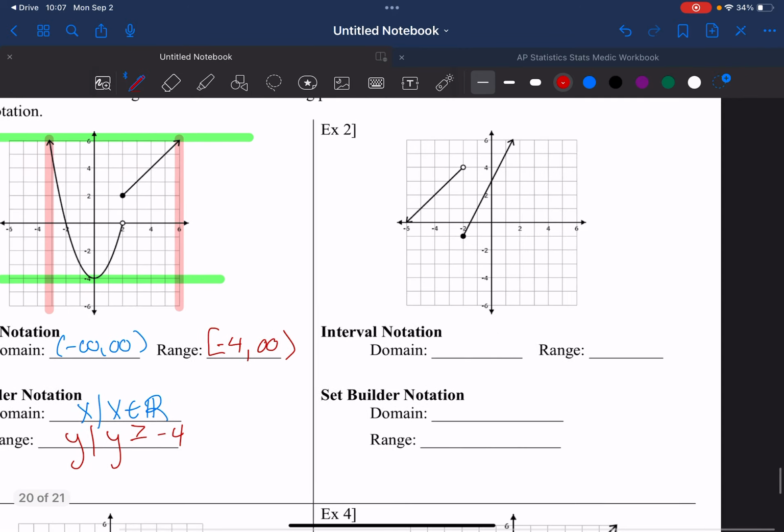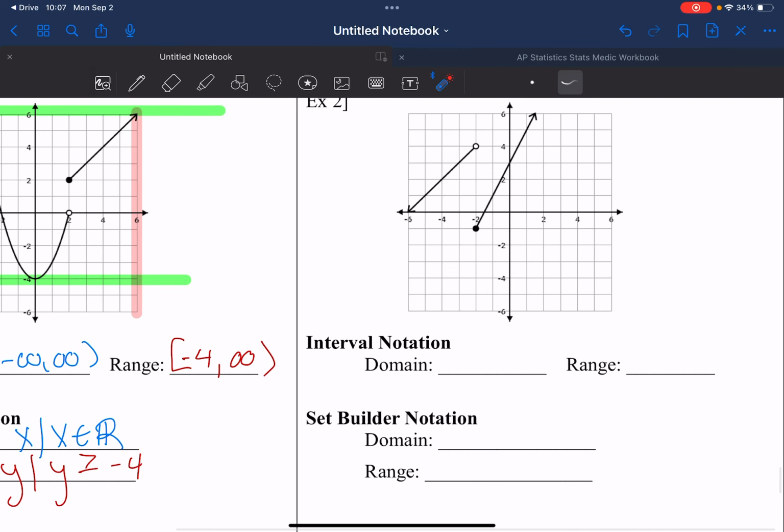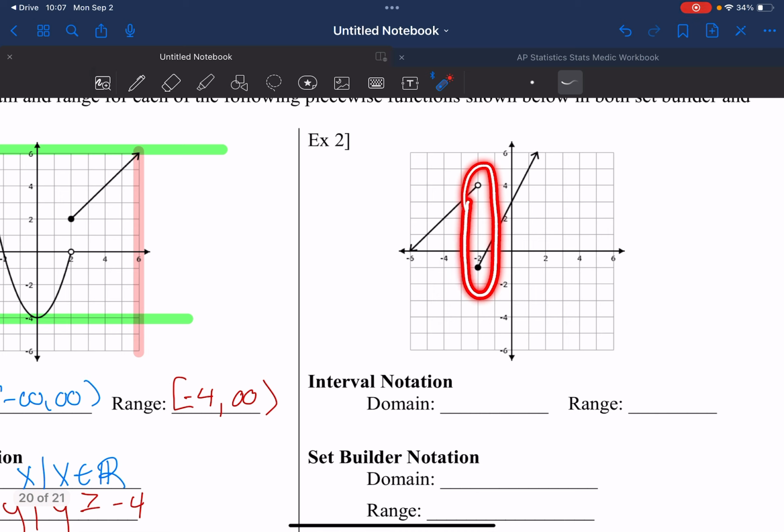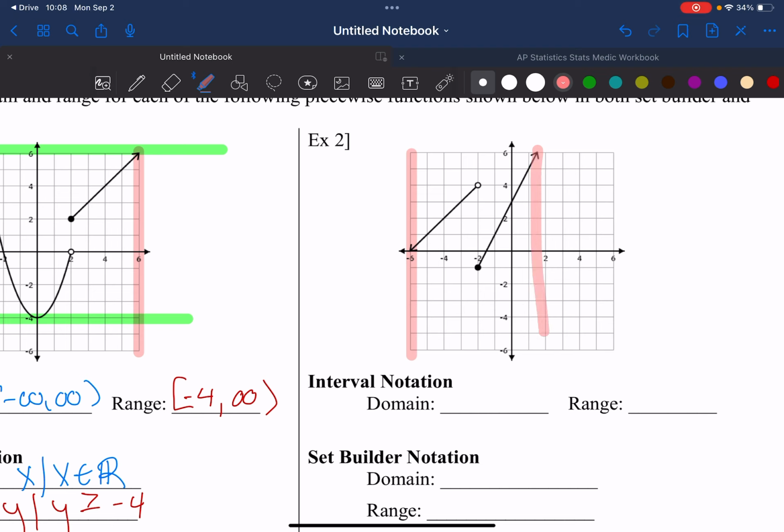Now looking at number 2. Again, notice how this open circle and this closed circle share the same x value of negative 2. Since they share the same x value, this closed dot is going to override that open dot, meaning this whole section here is included. So from our left to our right, notice we have arrows on both sides, so that is going to be from negative infinity to positive infinity. And that's the same as saying x such that x belongs to all real numbers.